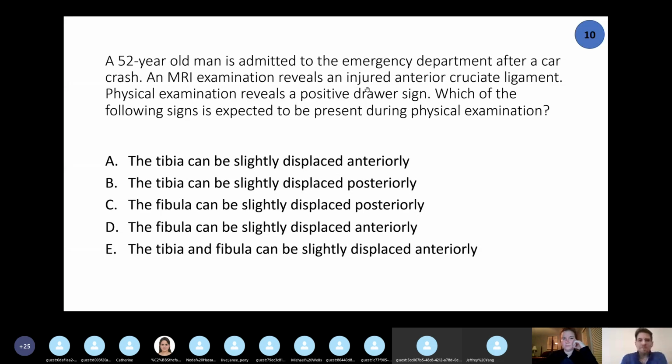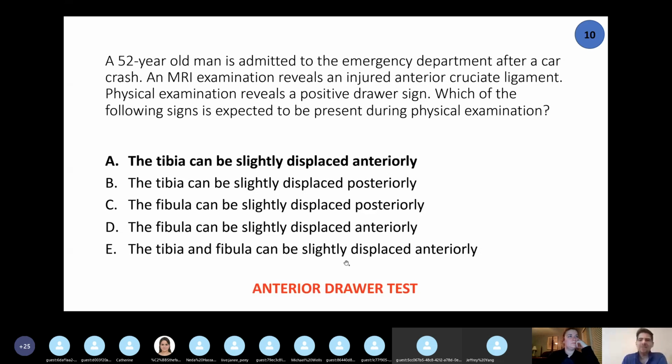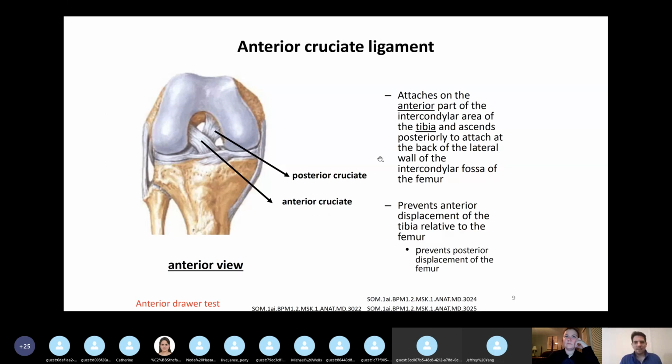All right, so this one's pretty easy. Talking about the ACL, we're worried about this anterior drawer test, right? So when you think about this, the drawer is the tibia. So you basically put your thumbs on the patella and you press behind the tibia, and the tibia comes out anteriorly towards you. So that's what we're worried about with the ACL.